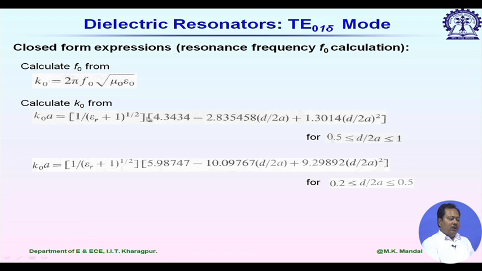So, we have two closed form expressions for two different cases, two different aspect ratios. When d by 2a is within 0.5 to 1, you can use this first formula to calculate the resonance frequency. You recall that k naught is equal to 2 pi by lambda naught, so from that you can calculate f naught. And the second one is for when d by 2a is within 0.2 to 0.5.